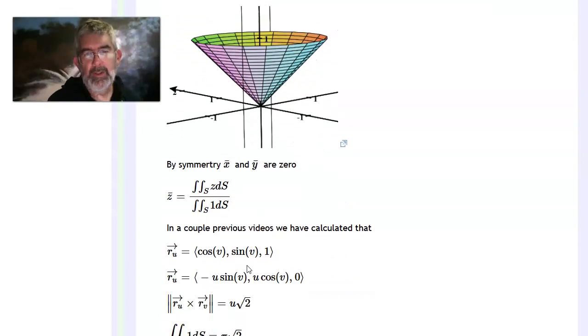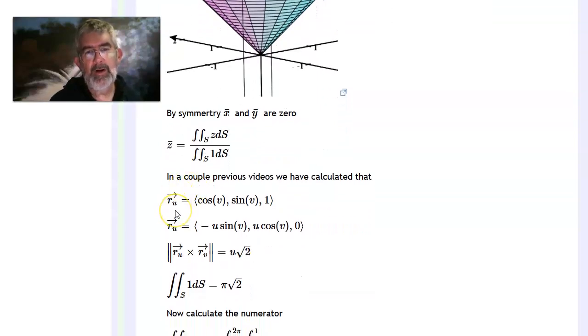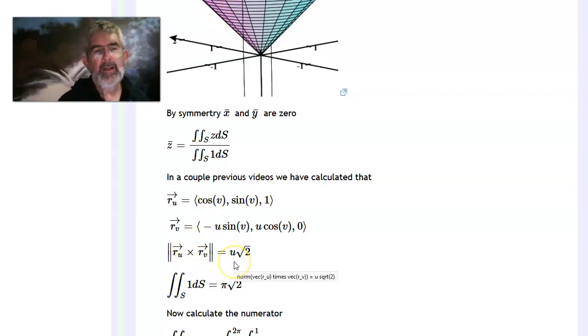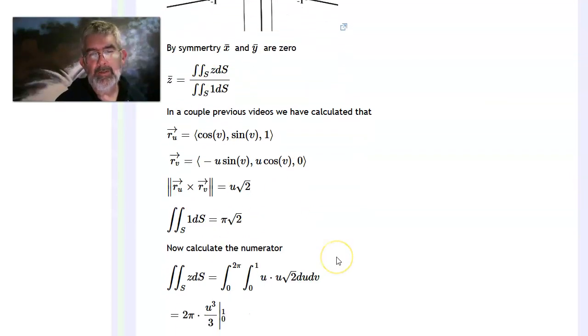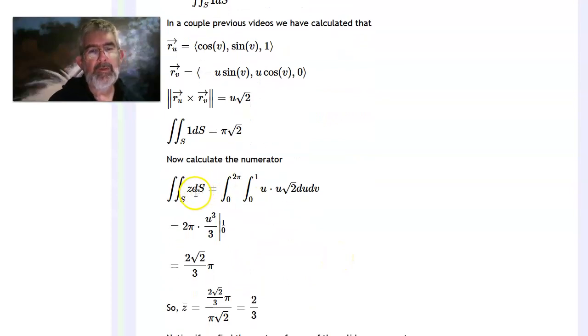So in the previous videos, we calculated a bunch of things. We see that r sub u is cos v comma sine v comma 1. R sub v, that should say r sub v. All right, now it says it. So we calculated that. We took the cross product and we took the length and found that the length of that cross product was u times the square root of 2. We then calculated the area. This is all in a previous video. You can go back and watch that video if you haven't already. And the area was pi times the square root of 2. So now I just need to calculate the numerator, which is the surface integral of the function z dS.